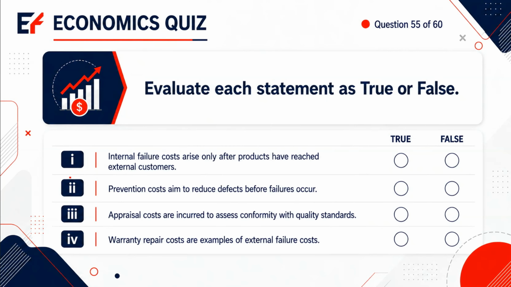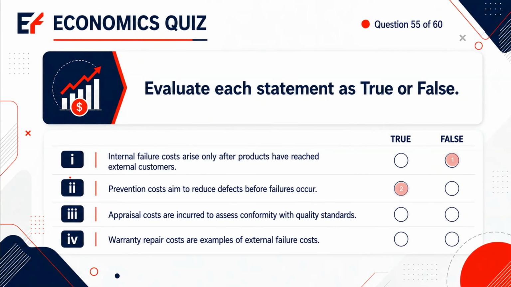Question 55. Evaluate each statement as true or false. Internal failure costs arise only after products have reached external customers. The correct answer is false. Prevention costs aim to reduce defects before failures occur. The correct answer is true.